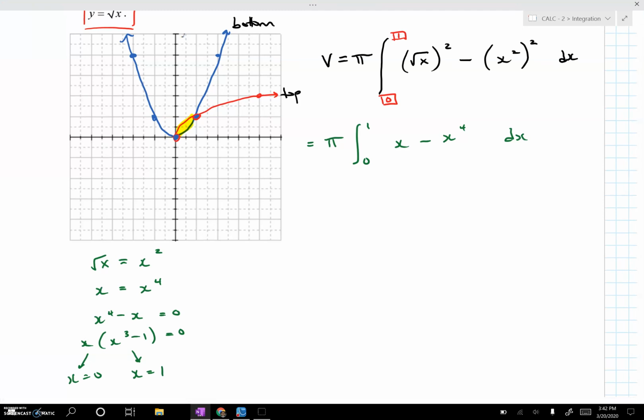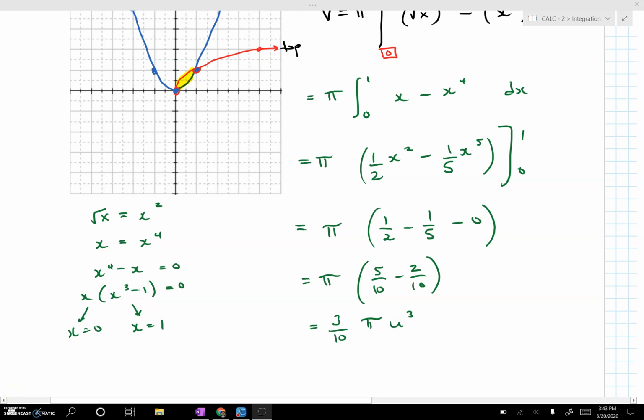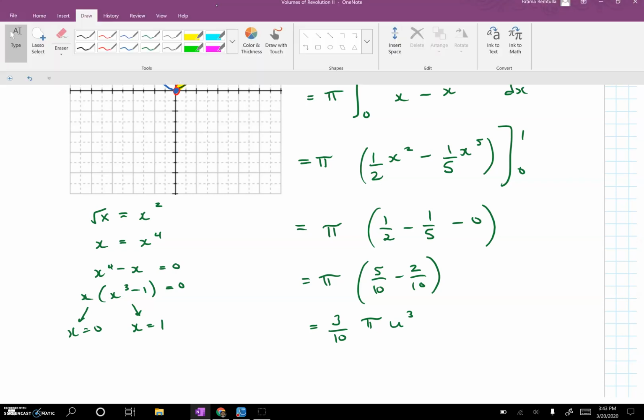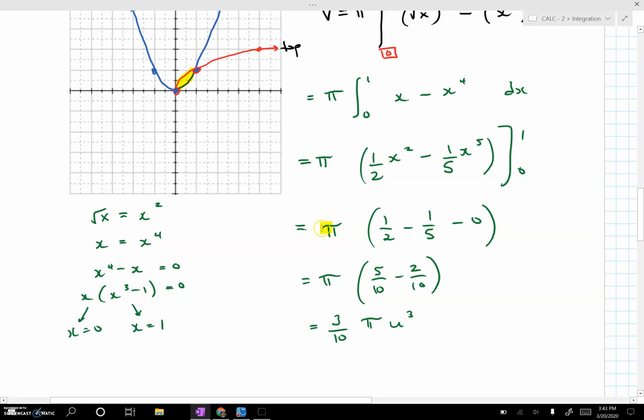Take a moment, everybody: integrate, substitute, and see if you get 3 over 10 as an answer. Notice that when I do the calculation, take the integral and sub in the numbers, I get 3 over 10. Now, here's the thing you need to remember. Because we didn't sub in pi into the calculator, remember that it's still here in my answer.